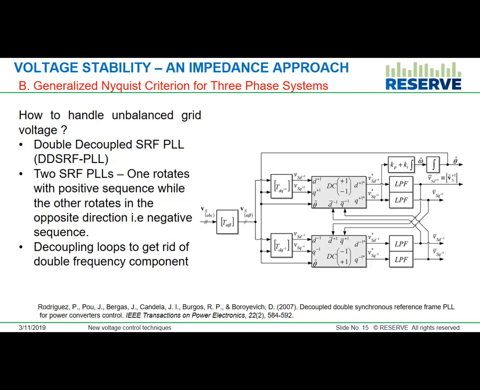And in the case of unbalanced systems, we need to use a double decoupled PLL. This means that you have two sequences, one PLL which rotates with the positive sequence and one which rotates in the opposite direction, and then there are decoupling loops to get rid of the double frequency components. It's just a copy of what you saw before, with some decoupling loops to cancel out the double frequency components. So this can be used when the system has unbalances.